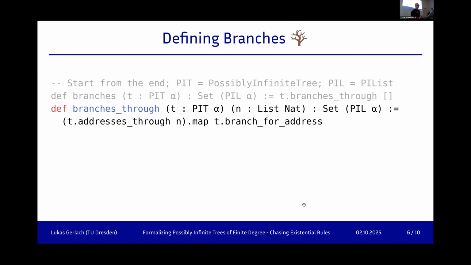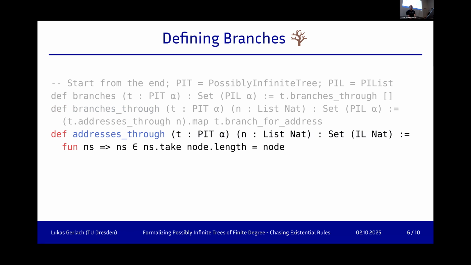How do we define the branches that go through a node? We take the tree and we take the address of a node, which is a list of naturals. And this should also, again, return a set of possibly infinite lists. And the easy part of this is actually to just return some addresses and then map them to the actual branches. This is not too hard to do. And this map function on sets is also kind of easy to define. You just say there exists an element such that the mapping of this element is the right thing, and the element itself occurs in the original set. All right. And the key thing is, though, to define the addresses that should go through this.